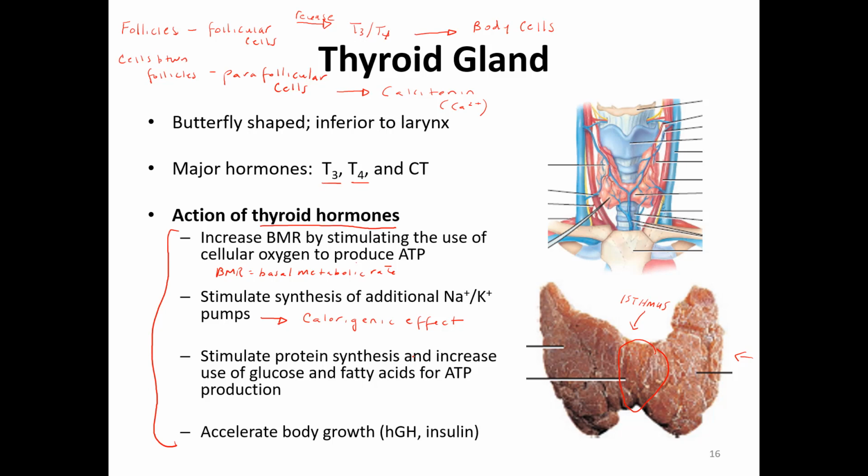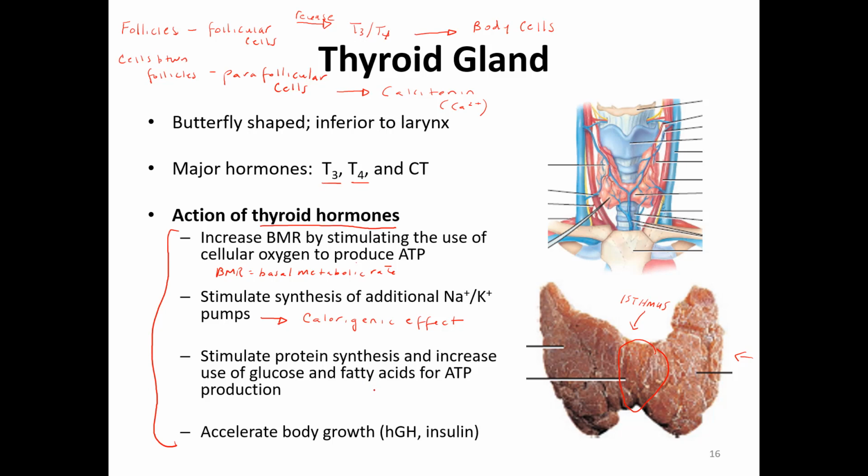body temperature. The third thing we're going to see is that we're going to get an increase in protein synthesis and an increase in the use of glucose and fatty acids for ATP production. So taking in the oxygen is one part of producing ATP. We know we also need a fuel source, and so we're going to see the use of glucose to generate ATP and the use of fatty acids to generate ATP.